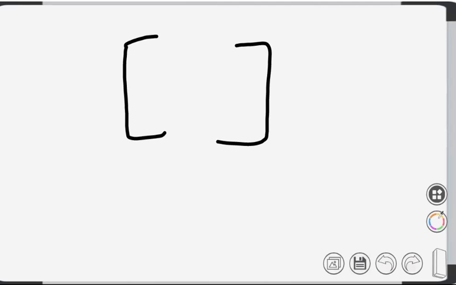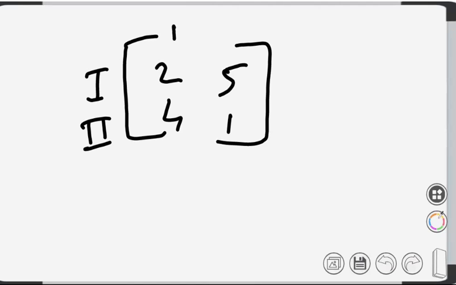Solve the following game with the pair of matrix 2, 5, 4, 1. That means A has two strategies and B also has two strategies. Mind that top is always B and left is always A. So if you are given a 2 cross 2 game, the first thing is to check whether a saddle point exists or not.